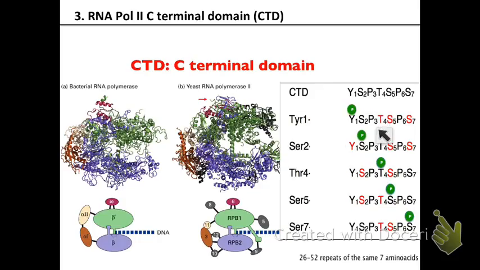And what the researchers later found was that some of these amino acids could be phosphorylated. So there is a specific phosphorylation of serine 2, serine 5, and serine 7. So this is actually a distinguishing feature of eukaryotic RNA polymerases from prokaryotic ones. So what does the C-terminal domain do? Okay. So first, the researchers figured out that these C-terminal domains are phosphorylated.